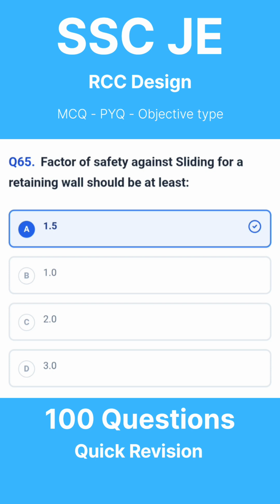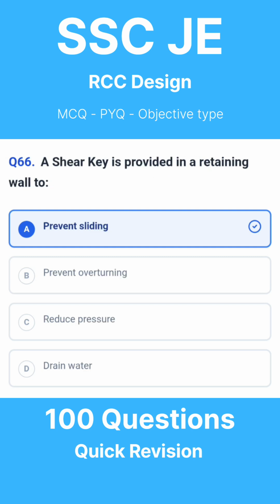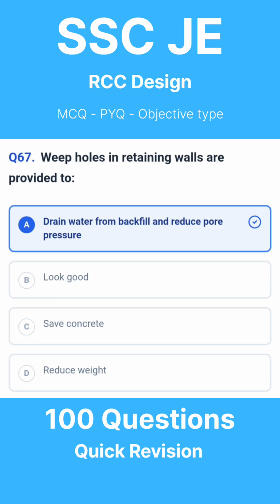Question 65. Factor of safety against sliding for a retaining wall should be at least. The correct answer is 1.5. Question 66. A shear key is provided in a retaining wall to. The correct answer is prevent sliding. Question 67. Weep holes in retaining walls are provided to. The correct answer is drain water from backfill and reduce pore pressure.